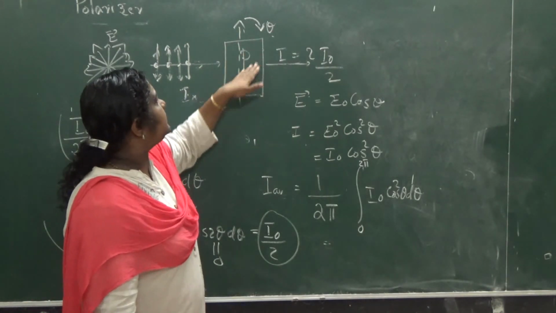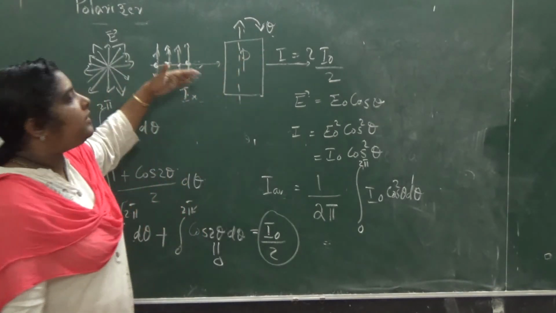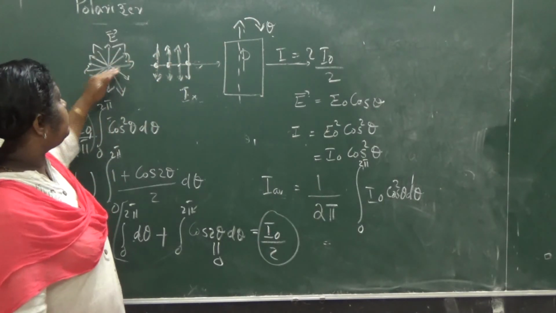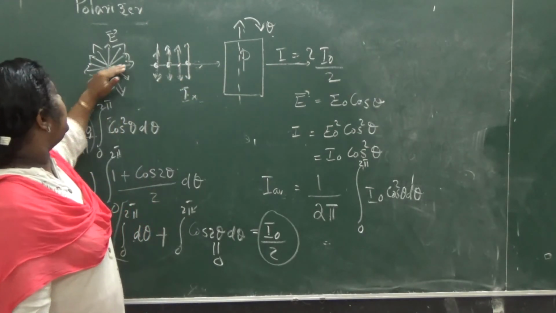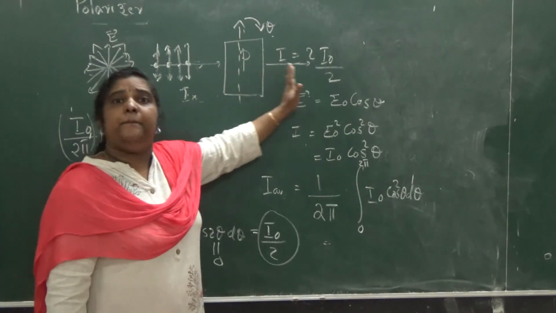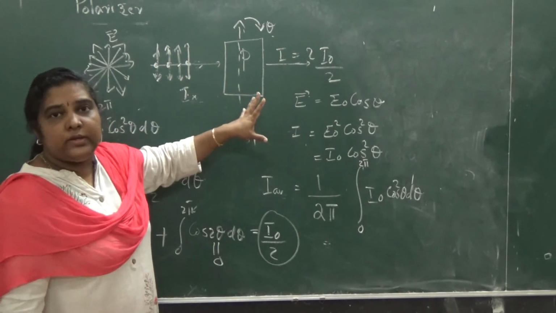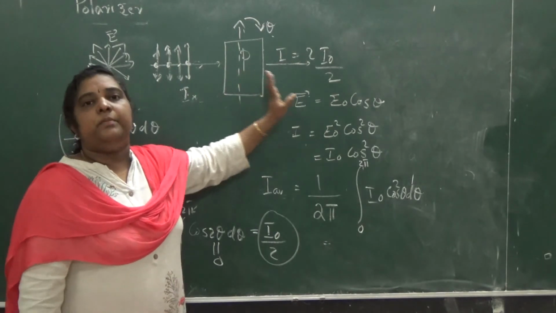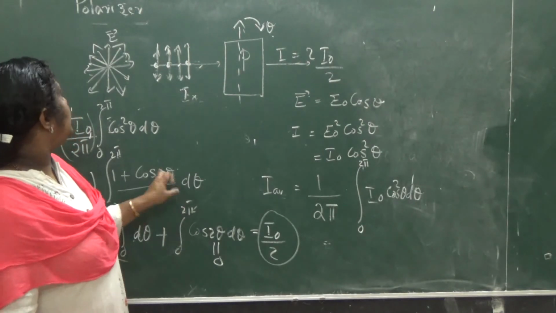Even if we rotate this polarizer to an angle theta, as I told you, this can be represented by vectors in a plane. Then the component of the electric field along the transmission axis will pass through. The perpendicular component cannot pass through. So in any case, only half of the intensity will be possible. This is important. That's why again I am saying.